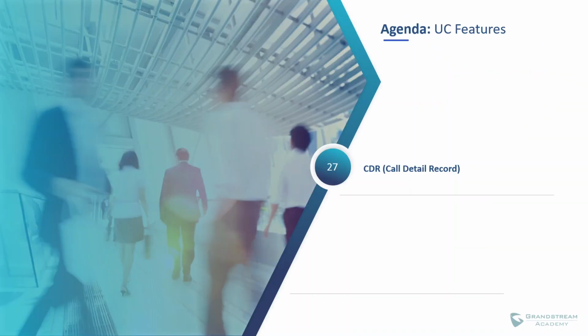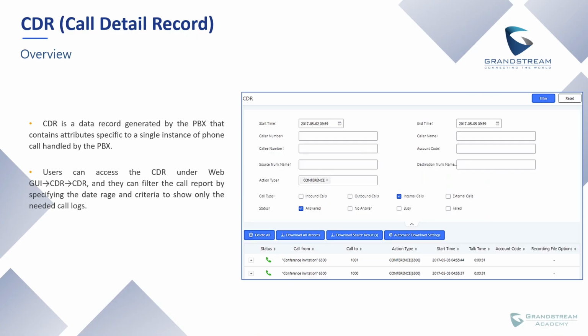And next, we're going to talk about CDR. CDR, or Call Detail Record, is a data record generated by the PBX that contains attributes specific to a single instance of a phone call handled by the PBX. It has several data fields to provide a detailed description of the call, such as phone number of the calling party, phone number of the receiving party, start time, call duration, etc.